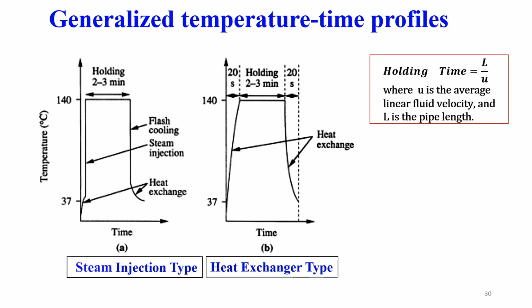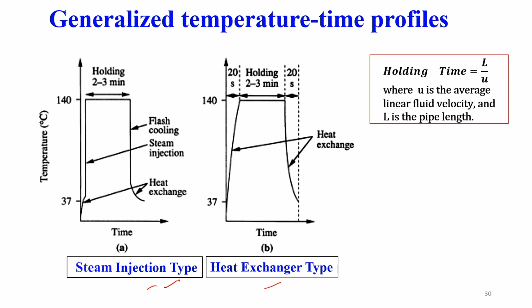Now, you can see the steam injection type profile and the heat exchanger type profile. In the case of steam sparging, it rapidly increases the temperature very quickly, then you have to hold for 2 to 3 minutes, then you go for flash cooling. And here it is taking a bit longer time, close to about 20 seconds to reach 140 degree centigrade, then holding, and then there is an exponential cooling time.